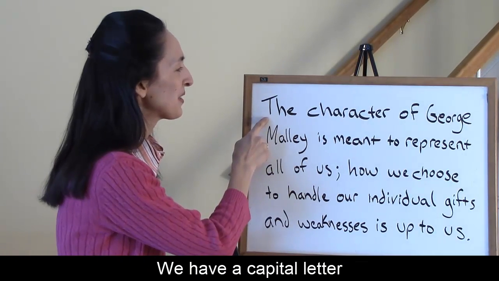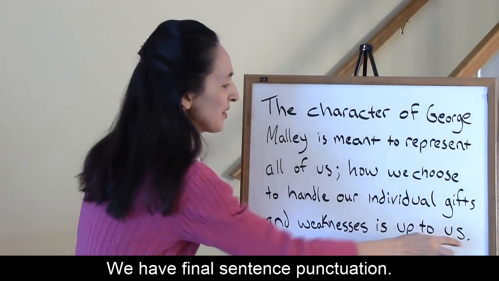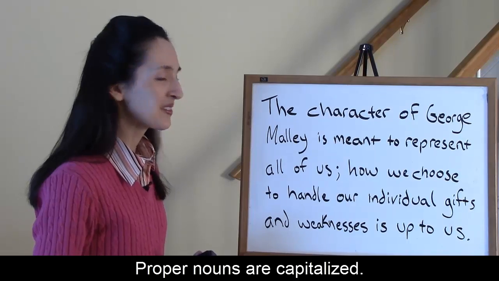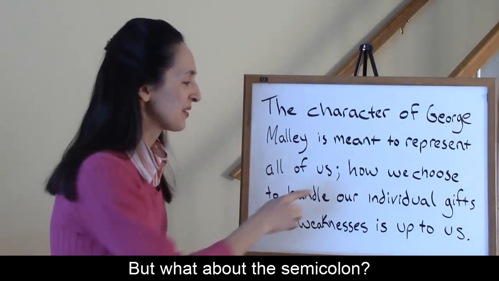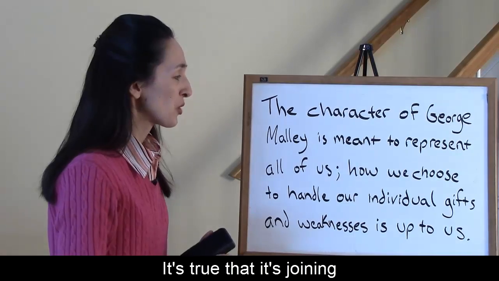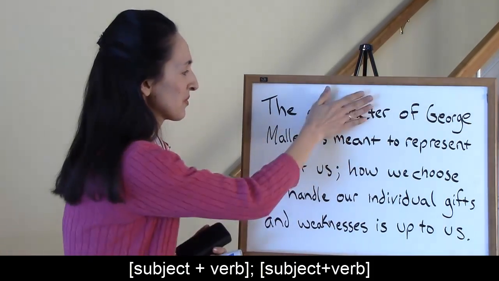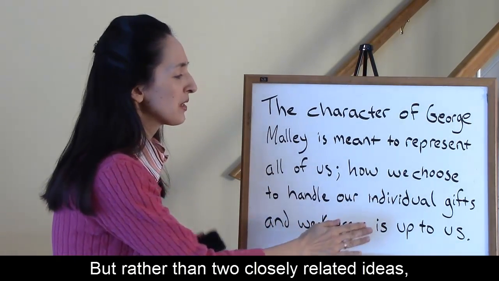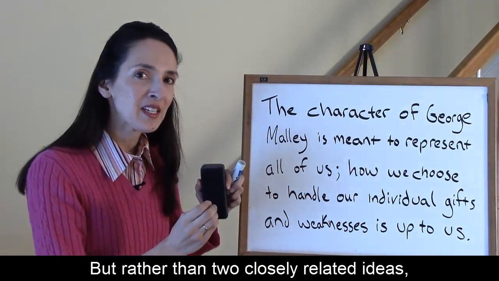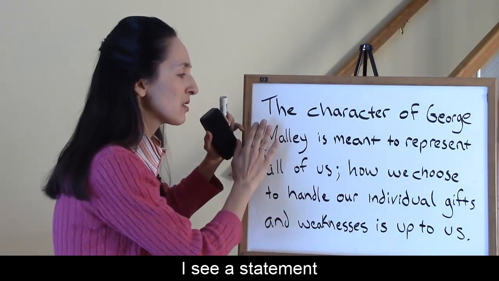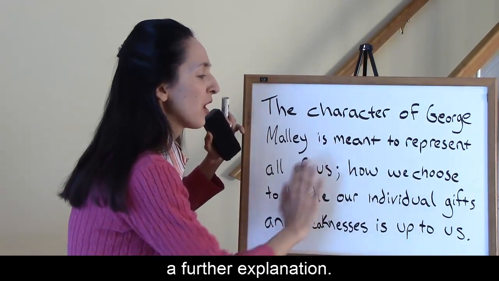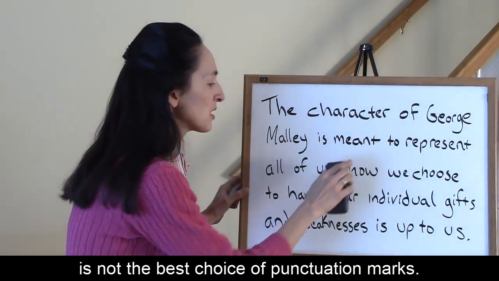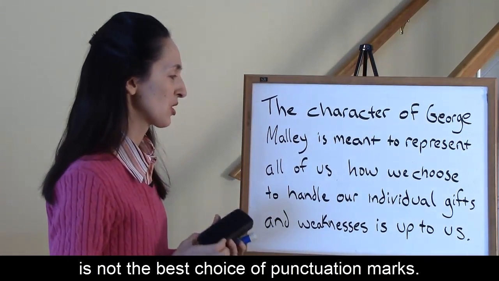We have a capital letter at the start of our sentence. We have final sentence punctuation. Proper nouns are capitalized. But what about the semicolon? It's true that it's joining two independent clauses, subject, verb, a long subject and a verb. But rather than two closely related ideas, I see a statement and then an explanation, a further explanation. If that's the case, the semicolon is not the best choice of punctuation marks.